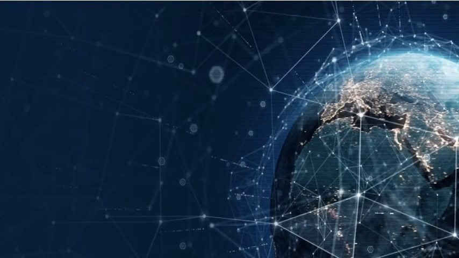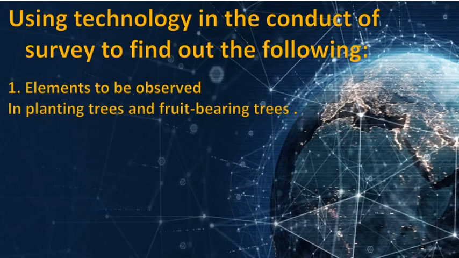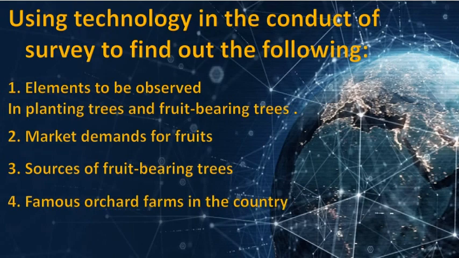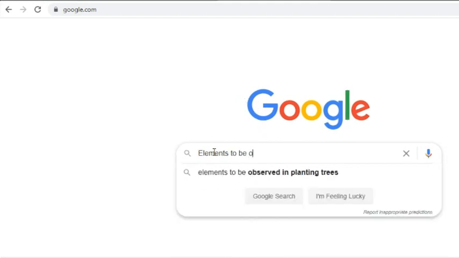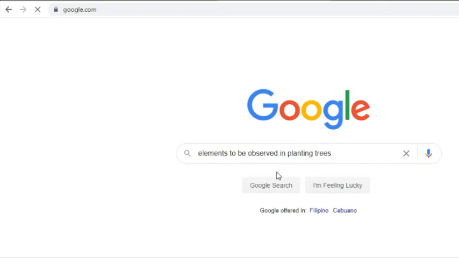Search engines will be a great help in today's lesson. Using technology, conduct a survey to find out the following elements to be observed in planting trees and fruit-bearing trees: market demands for fruits, sources of fruit-bearing trees, and famous orchard farms in the country. In your search engine, type in the words to get the information you want.